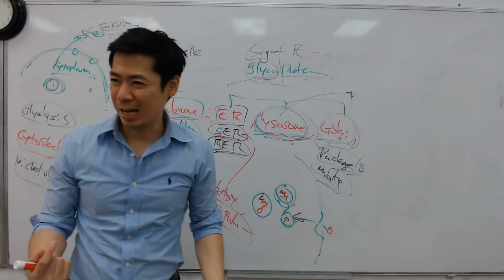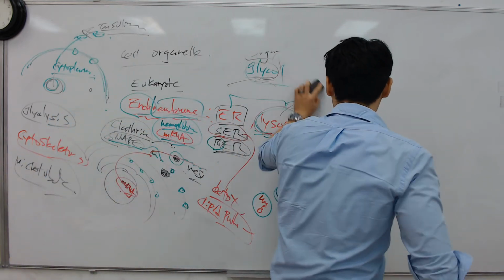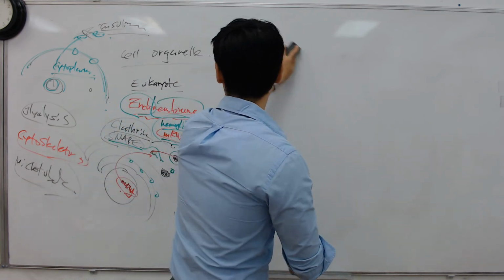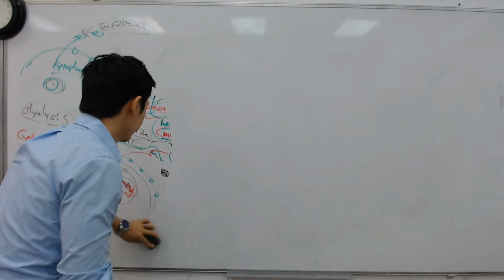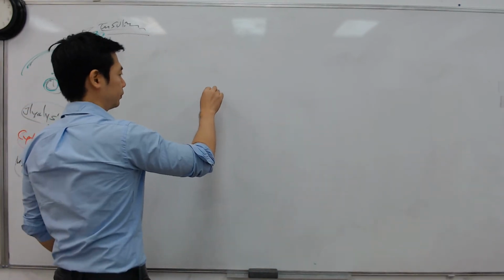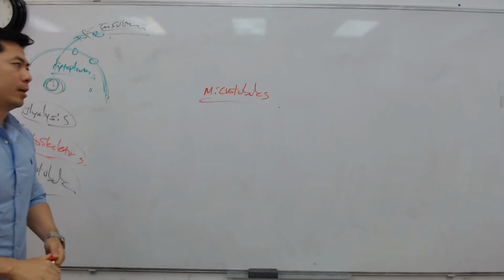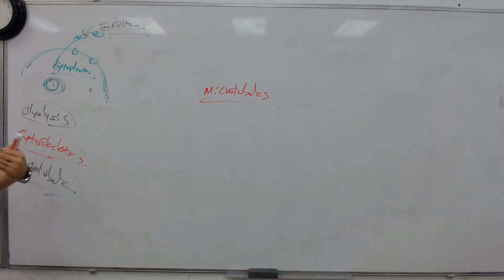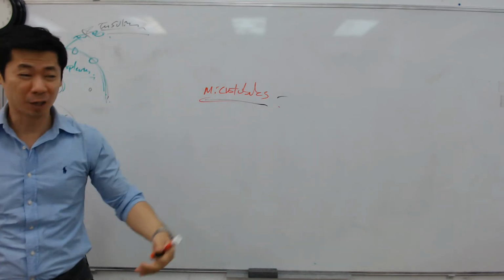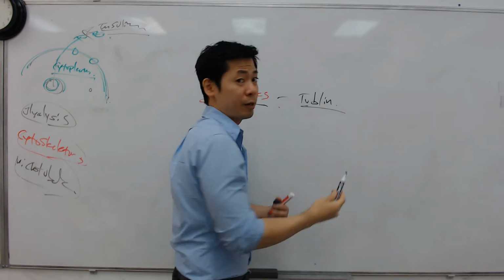So for the AP, I don't personally think you guys have to know super crazy detail, but you definitely have to know what it is and their functions and stuff like that. So microtubules, microfilaments, and intermediate filaments, right? Microtubules are created from a protein called tubulin. It's good to know, okay?